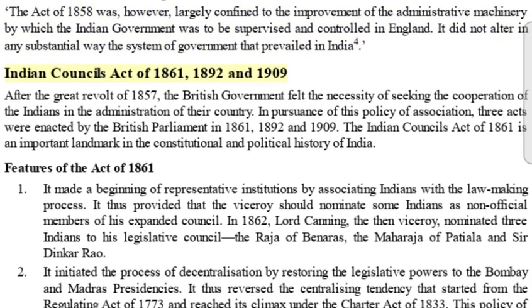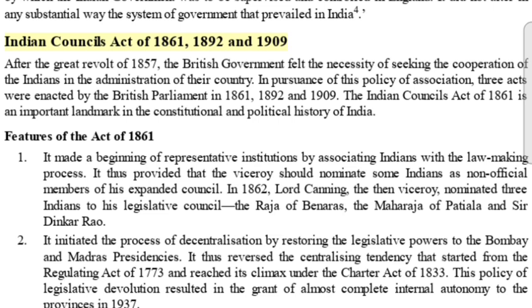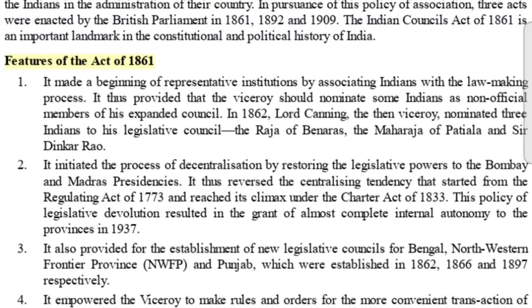4. Indian Councils Act of 1861, 1892 and 1909. After the Great Revolt of 1857, the British government felt the necessity of seeking the cooperation of the Indians in the administration of their country. In pursuance of this policy of association, 3 acts were enacted by the British Parliament in 1861, 1892 and 1909. The Indian Councils Act of 1861 is an important landmark in the constitutional and political history of India. Features of the Act of 1861.